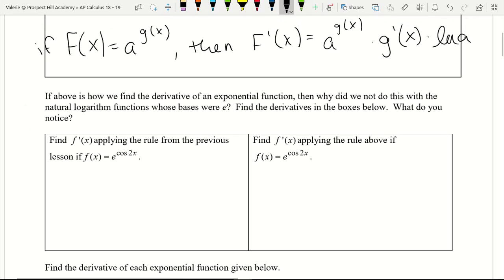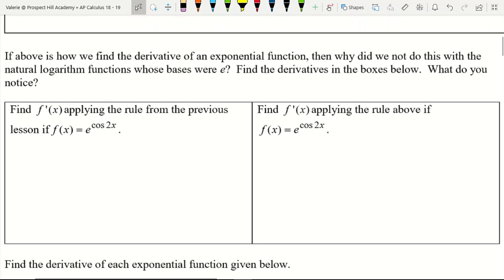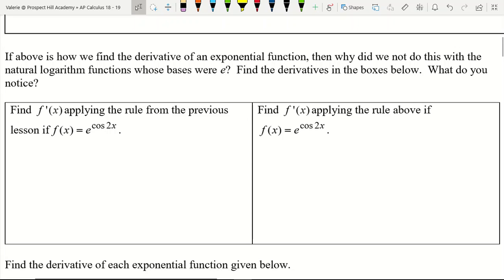So if the above function is how we get the derivative for exponential functions, then why did we not do this with exponential functions whose bases were e? So what I want you to do is find the derivative of these boxes below. For the first derivative, we're looking to find f prime applying the rule from the previous lesson.